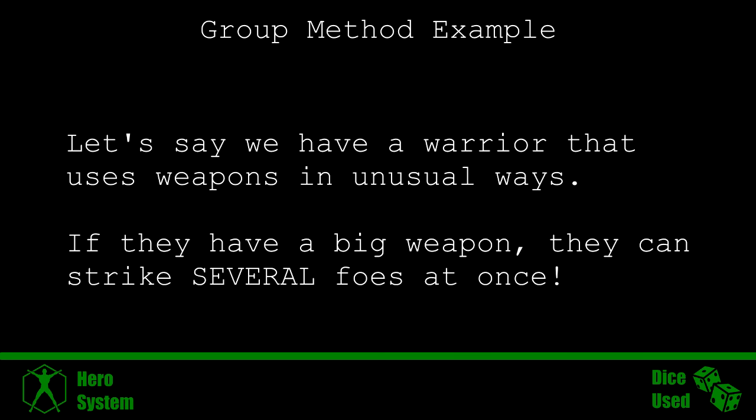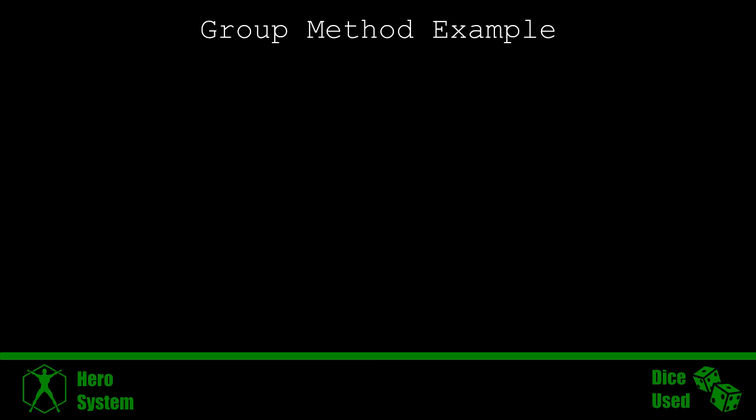Let's look at some examples I cooked up myself. The group method can be useful in heroic games, representing a warrior that knows how to effectively wield certain weapons in unusual ways. We can say this is knowing how to effectively strike everybody too close as long as they have a big weapon. We'll stat out this NPA as follows.